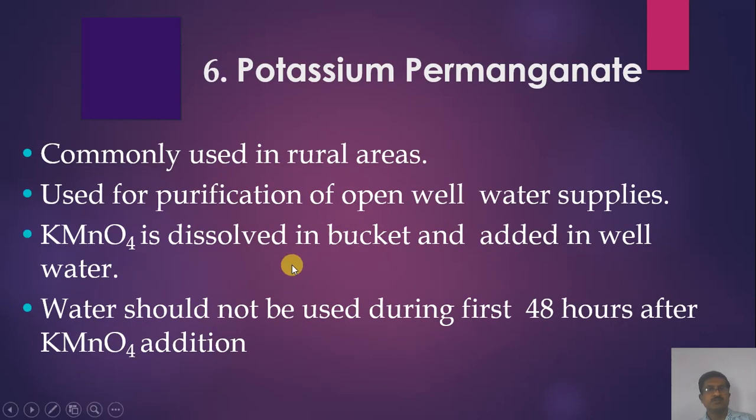The next one is potassium permanganate, commonly used in rural areas, used for the purification of open well water supplies. KMnO4 is dissolved in a bucket and added to the well water. KMnO4 is the chemical formula for this. Water should not be used for the first 48 hours after KMnO4 addition.